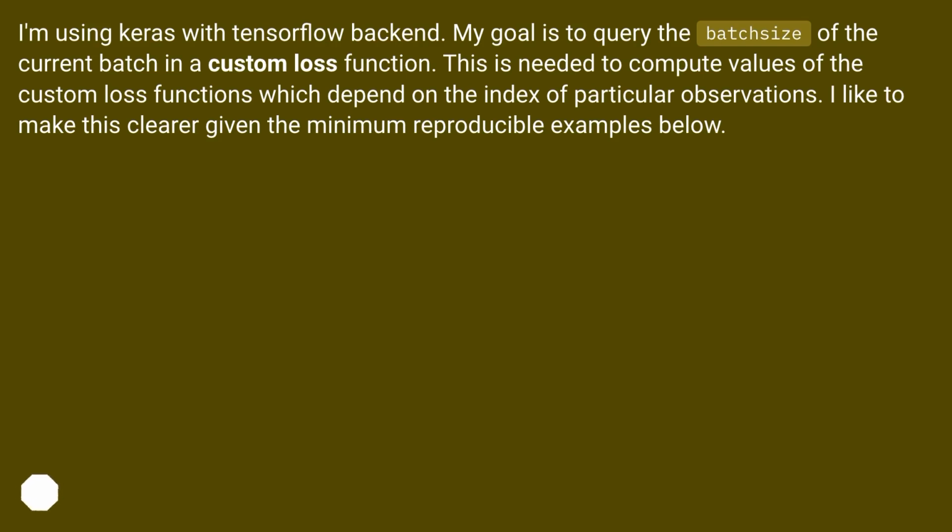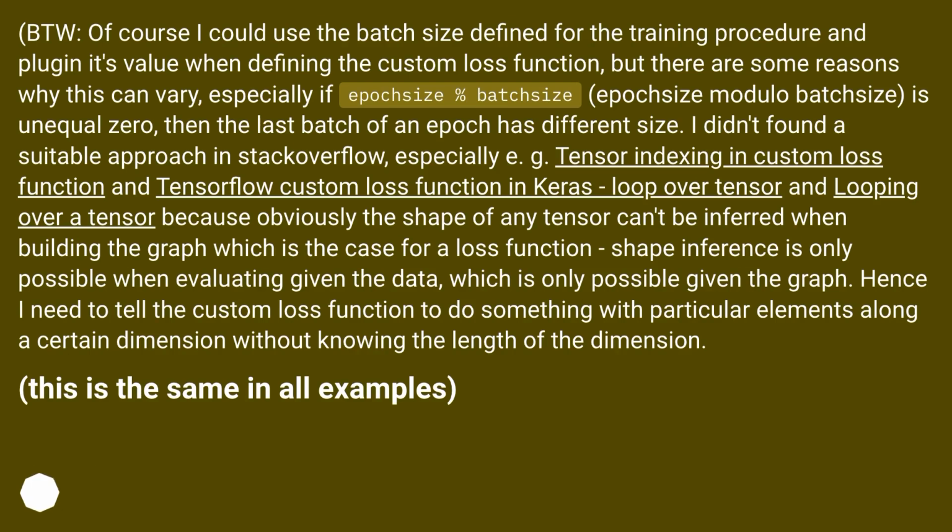I'd like to make this clearer given the minimal reproducible examples below. BTW, of course I could use the batch size defined for the training procedure and plug in its value when defining the custom loss function, but there are reasons why this can vary. Especially if epoch size modulo batch size is unequal 0, then the last batch of an epoch has a different size.